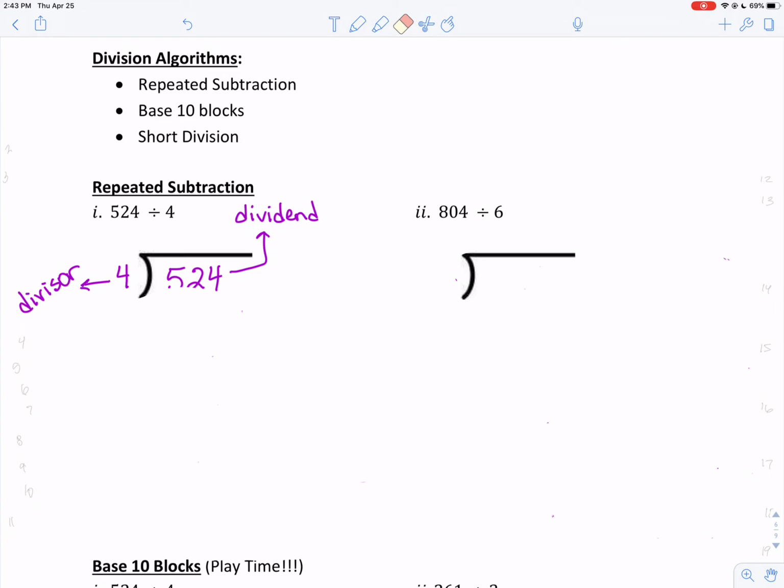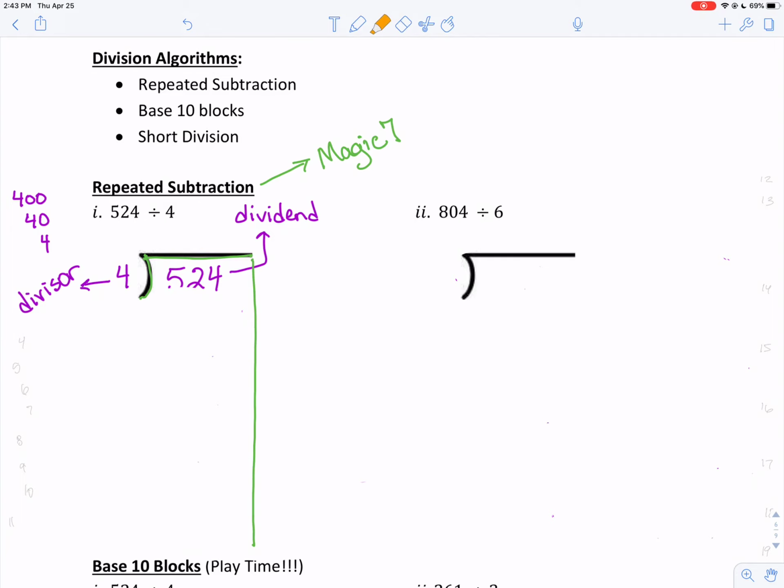The next thing we need to do is look at all the powers of 4. In other words, 4 times 10, which is 40, and 4 times 100, which is 400. Those will be the numbers that we are subtracting. I like to call this the magic 7 because we can make a big 7 to help us remember how to do this problem.